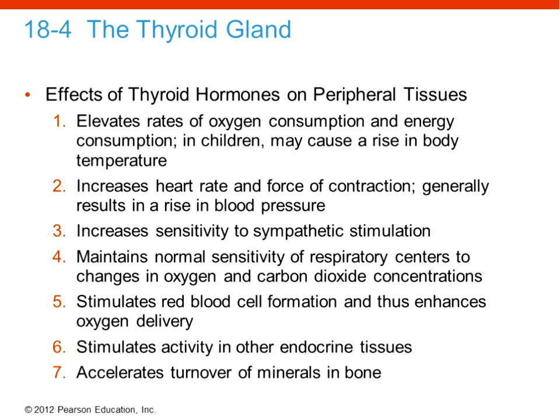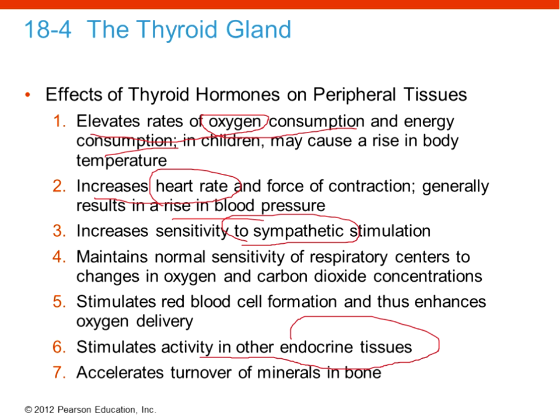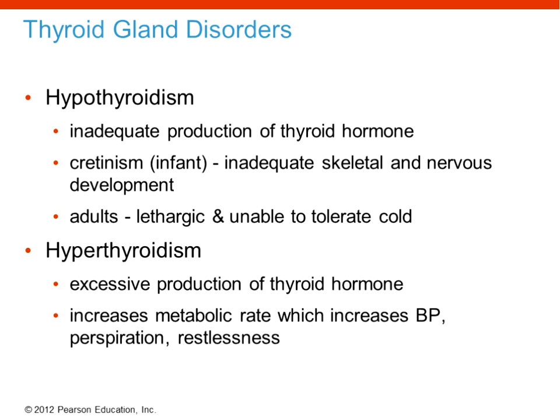Okay? So these are the things you're going to see with thyroid hormones and the effect they're going to have on all these cells. Again, because they're more metabolically active, oxygen consumption is going to go up, energy consumption, you'll see a change in body temperature, heart rate, blood pressure, sensitivity to sympathetic stimulation, activity of other endocrine cells, turnover in bone. Lots of effects you're going to see in metabolism across the board in all these cells through our body because of these T3 and T4 hormones.